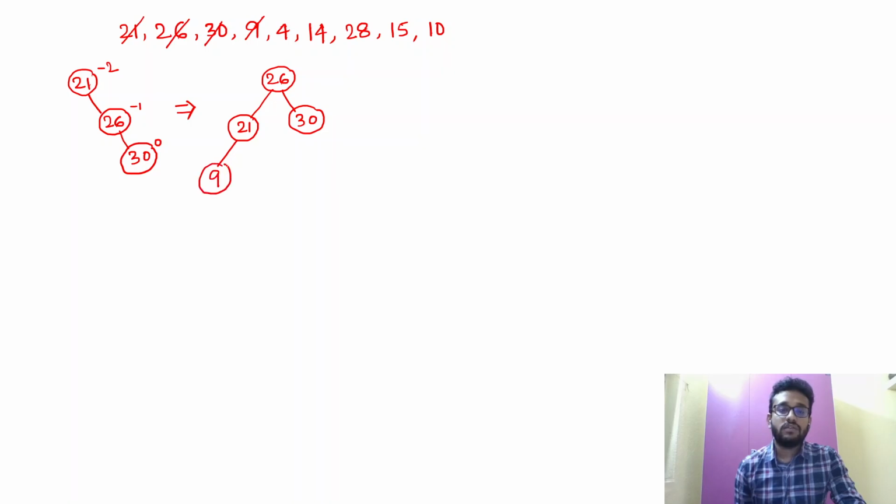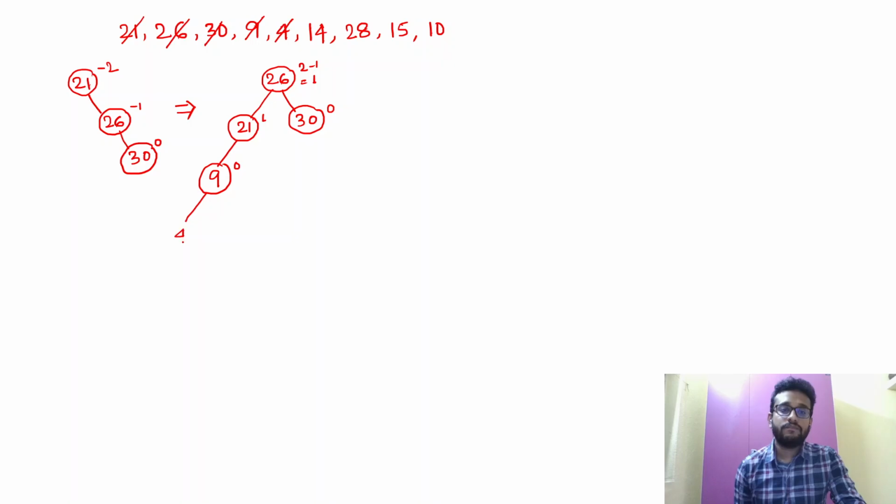Okay, now find the balance factor. For the 9 it is 0, and for the 21, 1 minus 0, it is 1. For the 30 it is 0, and for the 26, 2 minus 1, it's basically 1. Okay, so still it is balanced. Now we will try to insert the 4.